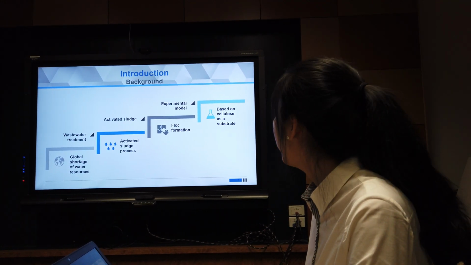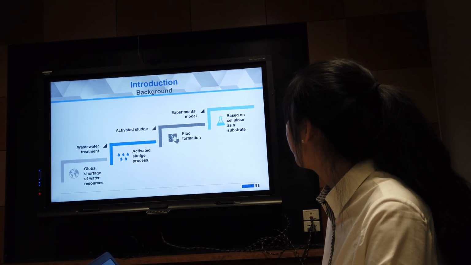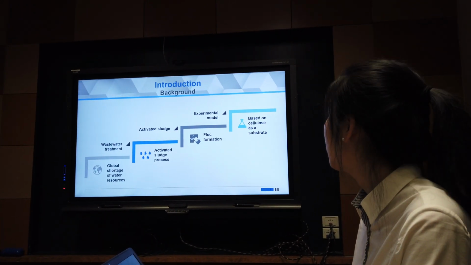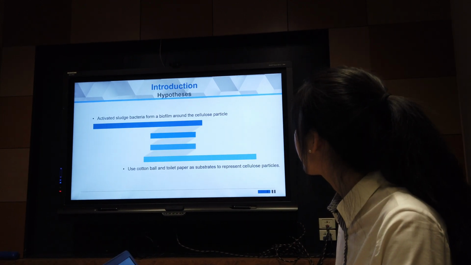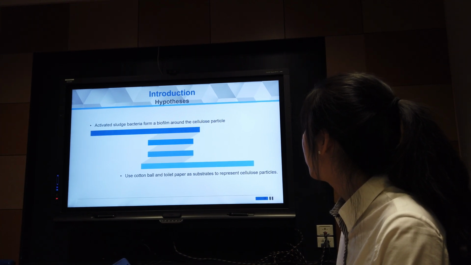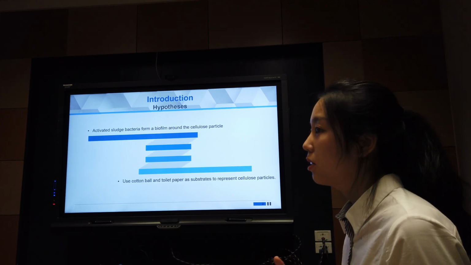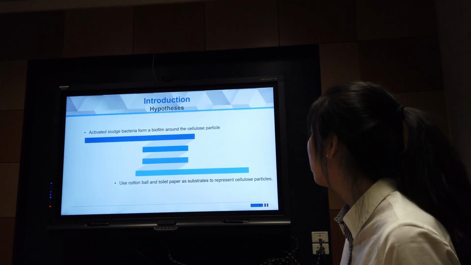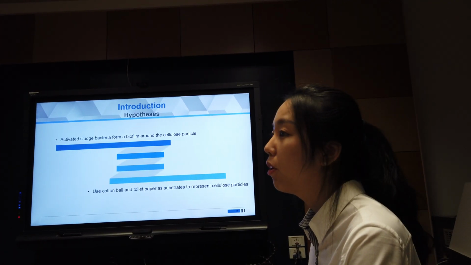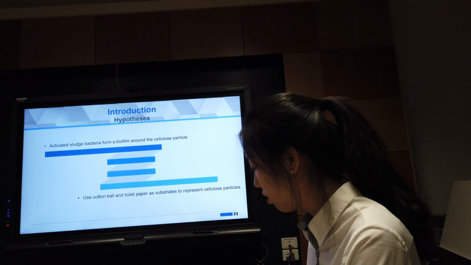In order to explore it, we established an experiment model of activated sludge flock formation based on cellulose as a substrate. In this experiment model, we hypothesize that activated sludge bacteria form a biofilm around the cellulose particles. And in the experiment, we use a cotton ball and toilet paper as substrate to represent the cellulose particles.